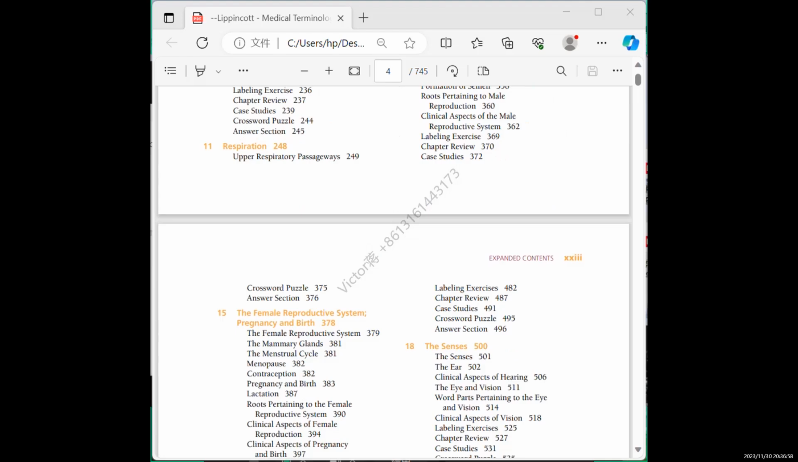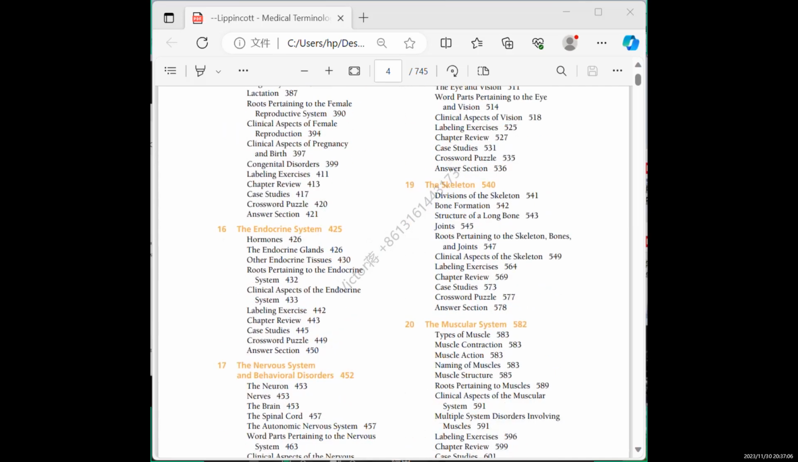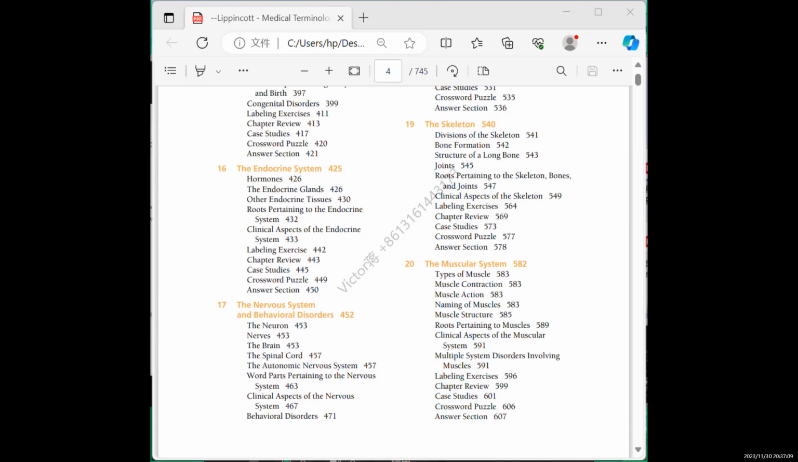Chapter 15, the female reproductive system, pregnancy and birth. Chapter 16, the endocrine system. Chapter 17, the nervous system and behavioral disorders. Behavioral science is about psychology or psychiatry, because psychiatry is the science of abnormal behavior. But psychology, as we know, studies normal behavior, though a little bit away from the regular track of our behavior, right?